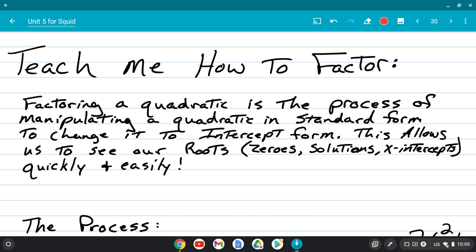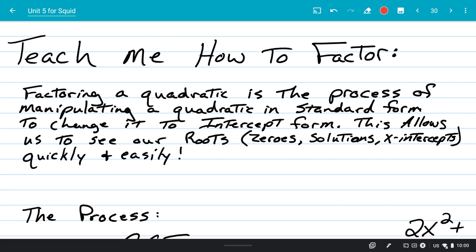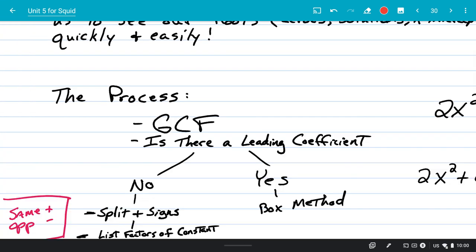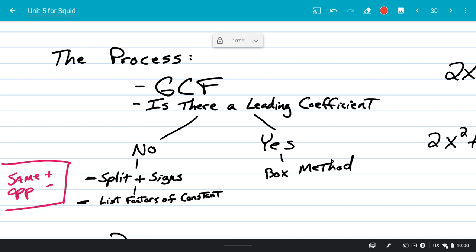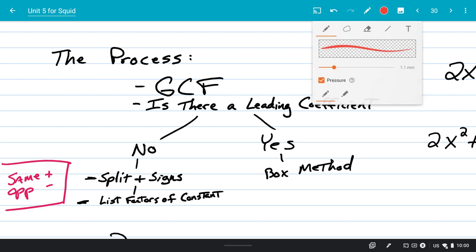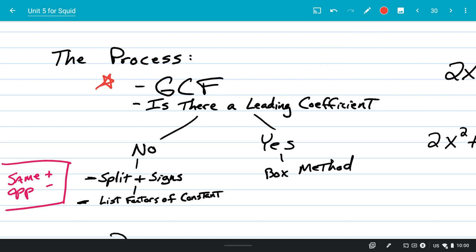Since you guys already have all of that written down, what is the process? Well, here it is. The very first thing we're going to look for is a GCF. Look for a GCF. That's something everyone should know. Okay. What is a GCF? Greatest common factor. Okay.